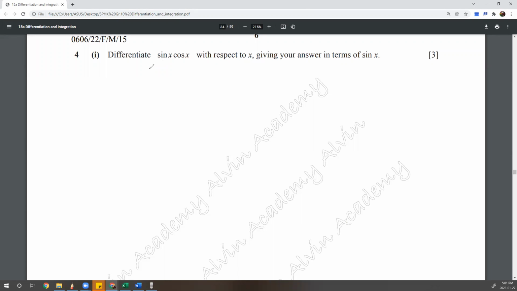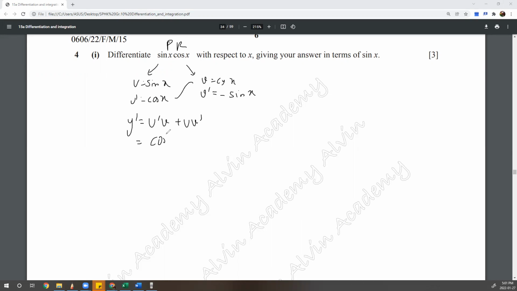u equals sine x, v equals cos x. u prime is cos x, v prime is negative sine x. Careful. It has to be negative because of the cos. Using the product rule, y prime equals u prime v plus u v prime, done, right? Cos squared x plus negative sine squared x, or cos squared x minus sine squared x, right? And then we are done. If you want to go further, you can.